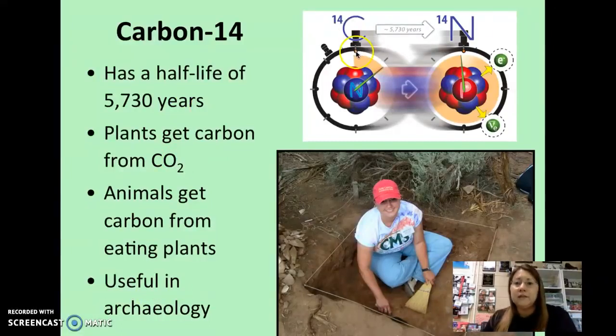Carbon-14 is going to break down into nitrogen after a half-life of about 5,730 years. All living materials are going to have carbon in them. We have carbon in our bodies, and plants are an example of an organism that has carbon in it as well. So plants are going to get carbon from carbon dioxide. Remember, plants take in carbon dioxide for photosynthesis.